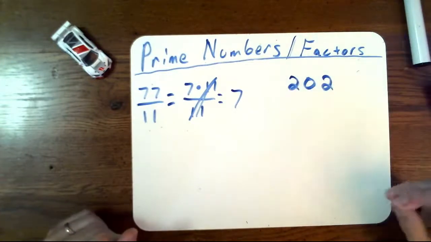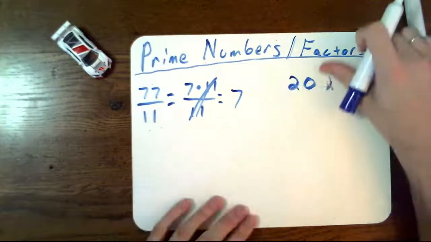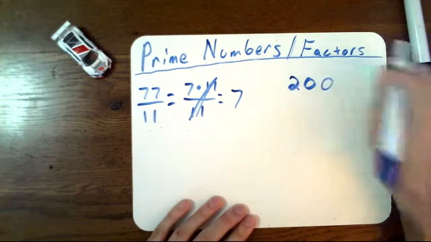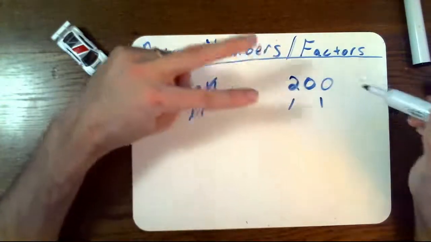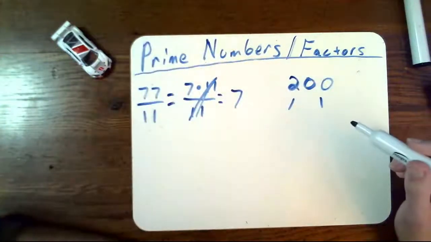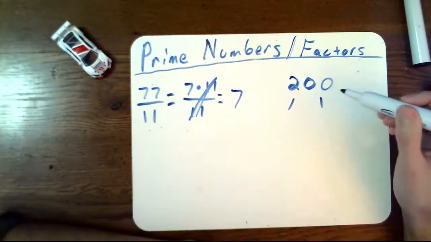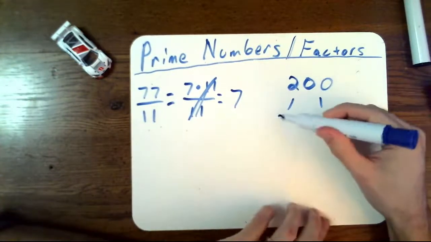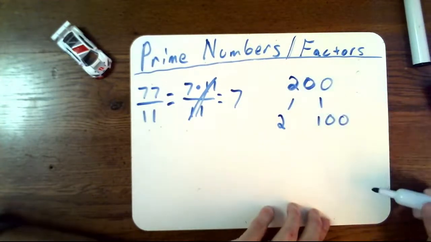Now 202 is a bit of an annoying one. Why did I pick that one? Let's do 200. So what two numbers can you multiply to make 200? Not sure. Well, let's start with the basics. Is it even? If it is even, you can always take a 2 out of it. 2 times what? 2 times 100.